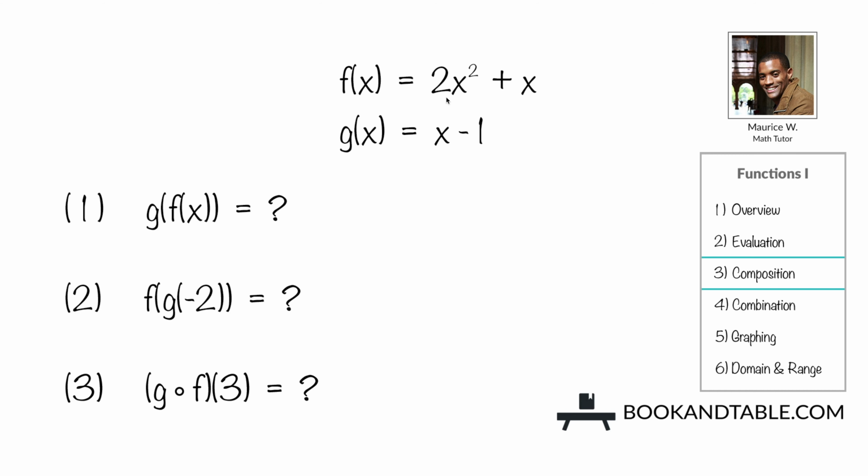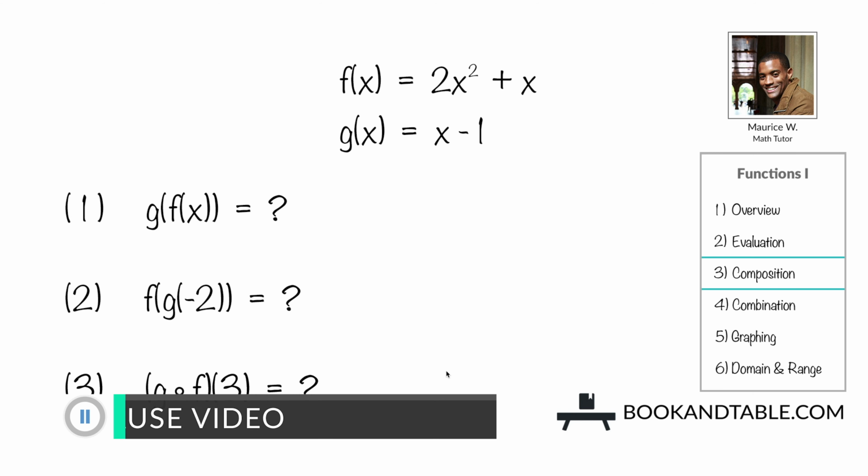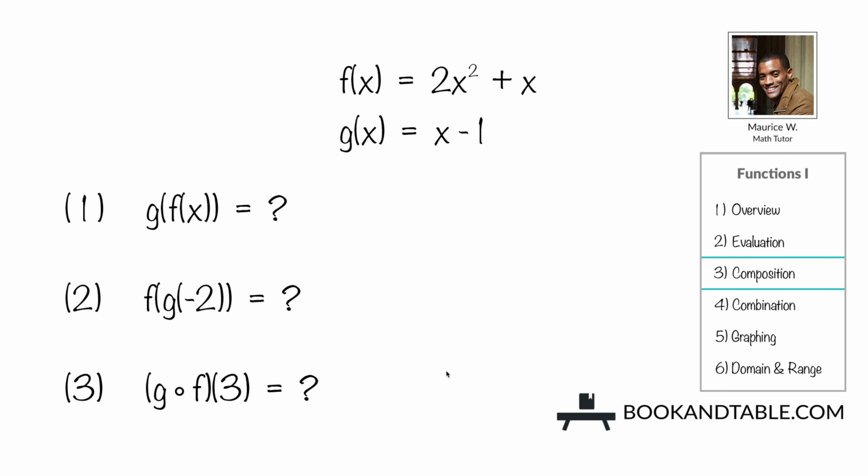f of x is equal to 2x squared plus x, and g of x is equal to x minus 1. Question number 1, what is g of f of x? Question number 2, what is f of g of negative 2? And question number 3, what is g of f of 3? Pause the video, answer these questions, and then press play when you are ready to begin.